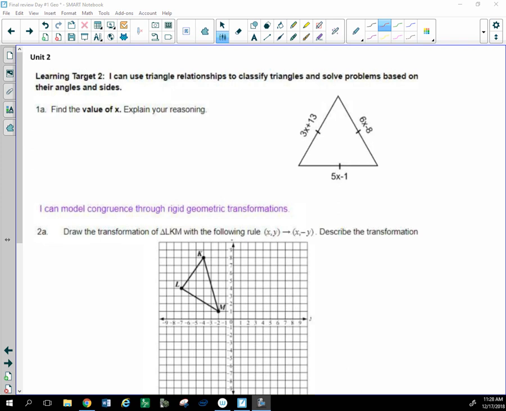So first thing I would do when I'm looking at this triangle right here, I notice that it is an equilateral triangle. And since it's an equilateral triangle, all the sides would be congruent to one another. And so I can set up an equation if I need to find the value of x, where I set any two sides equal to each other. I don't need to use all three sides. I'm going to actually pick the 6x minus 8 and the 5x minus 1 to set equal to one another.